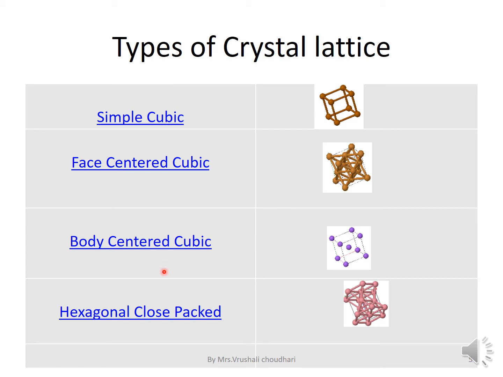Then the body centered cubic. What is the meaning of body center? In the simple cubic, if one atom is arranged only inside, at the center part, that is called body centered cubic. Then hexagonal close packed, where all unit cells are arranged hexagonally.